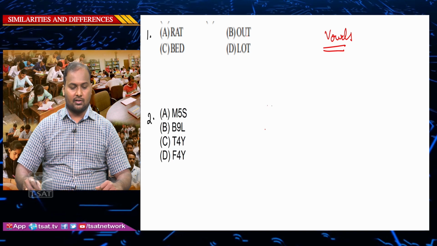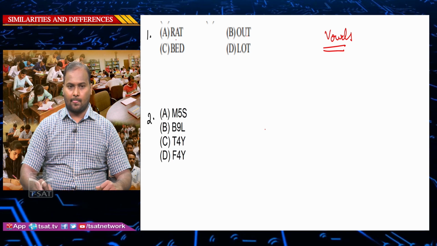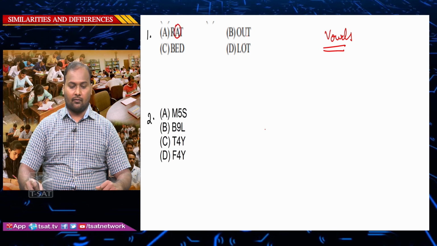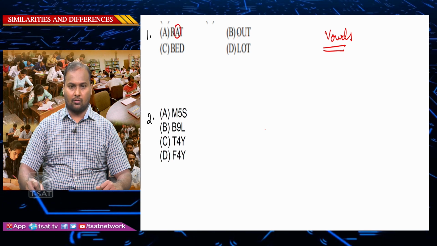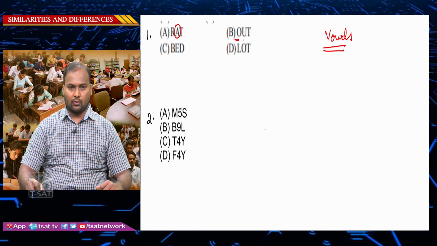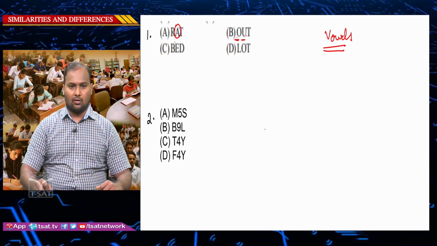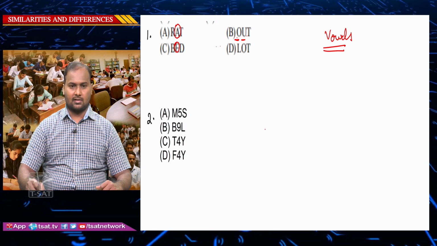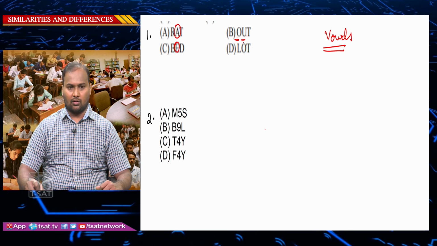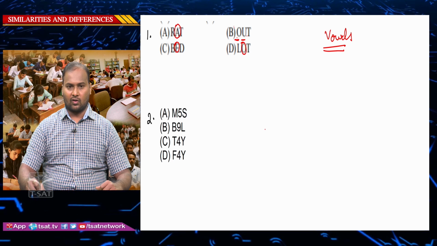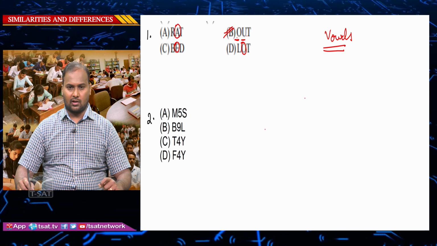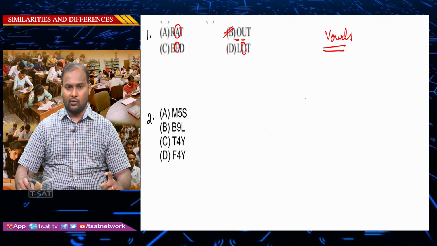In this question, in option A, RAT, where is the vowel? The center is the vowel. If you see option B, OUT, where is the vowel? There are two vowels, one is O, the other one is U. If you come to option C, BED, again the vowel is at the center. In the same way, LOT, the vowel is at the center. So, what is the answer? B is the answer.